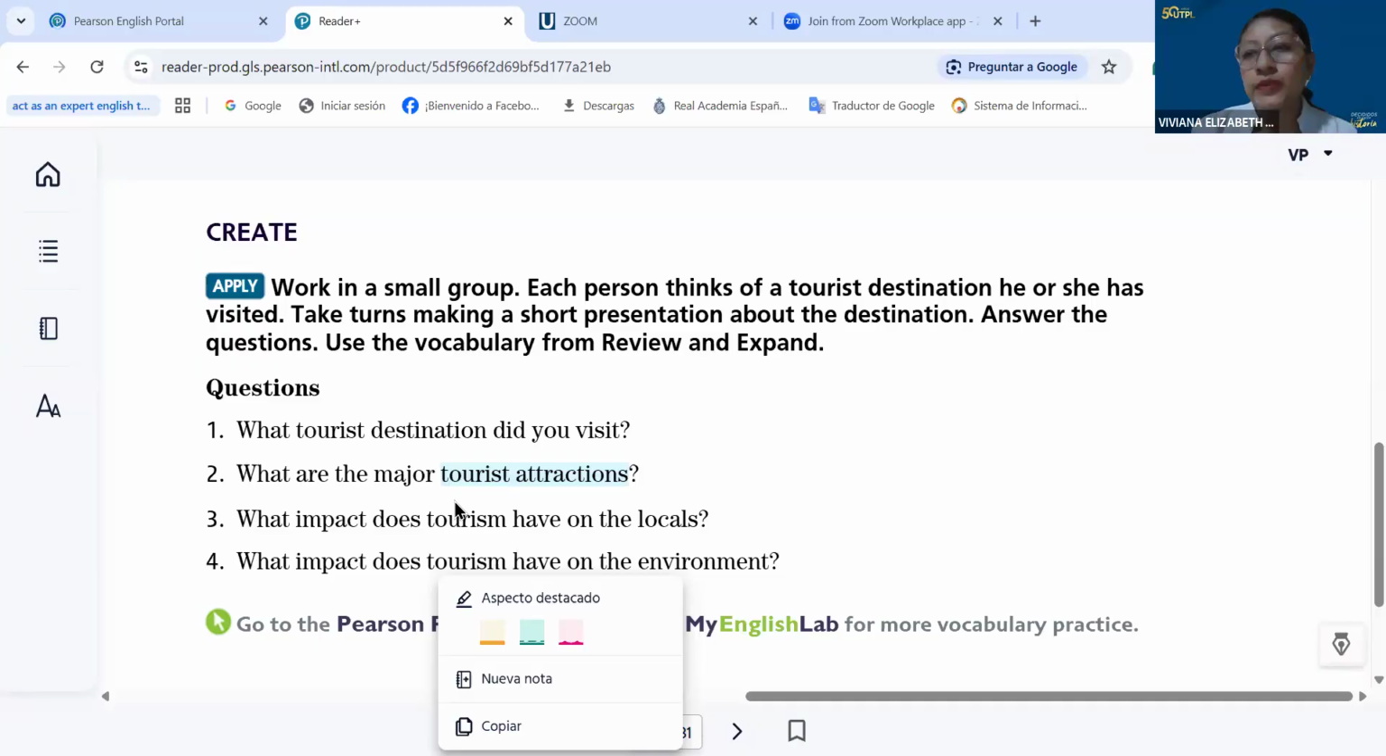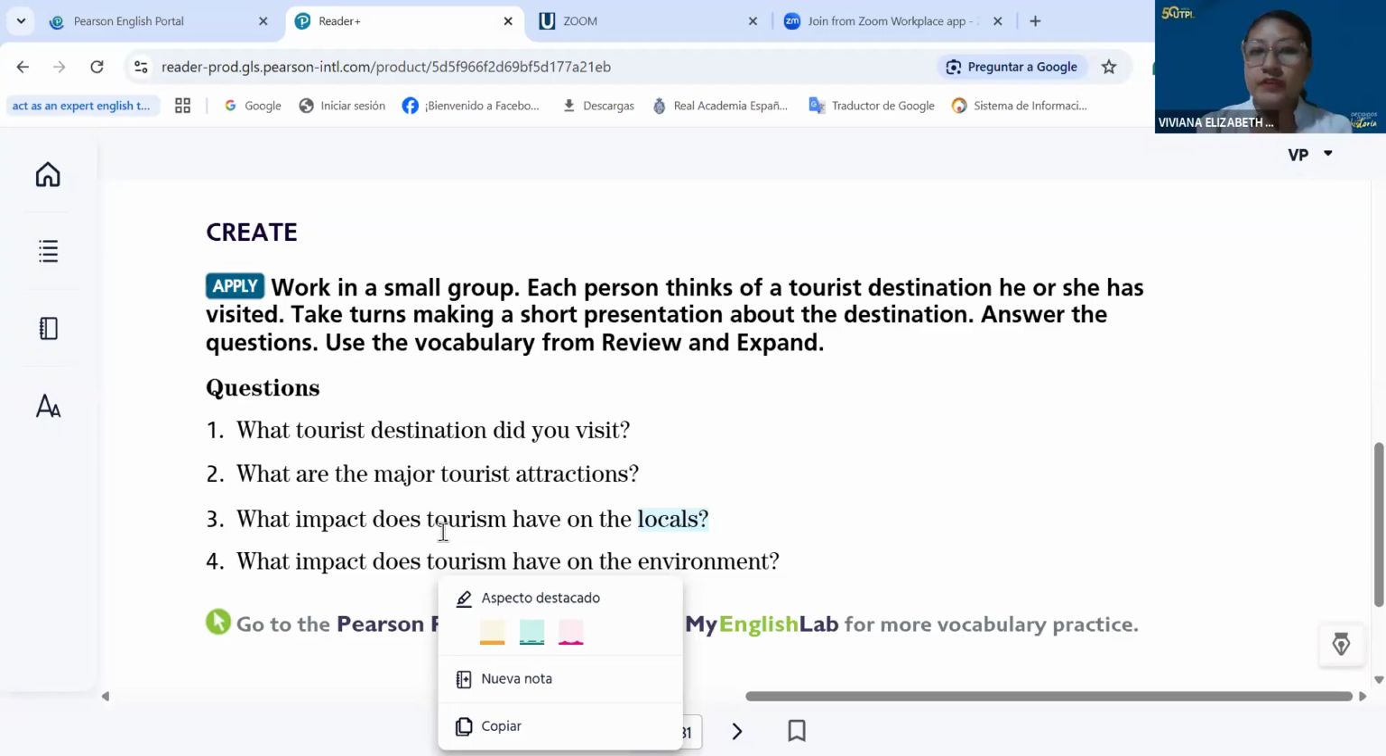And also you are going to analyze the impact that tourism has on the environment, okay? It's different. In question number 3, you are going to analyze the impact that tourism has on locals. That means on people who live in that place, okay? And in question number 4, you are going to analyze the impact that tourism has on the environment, around the city or around that specific attraction that you visited.